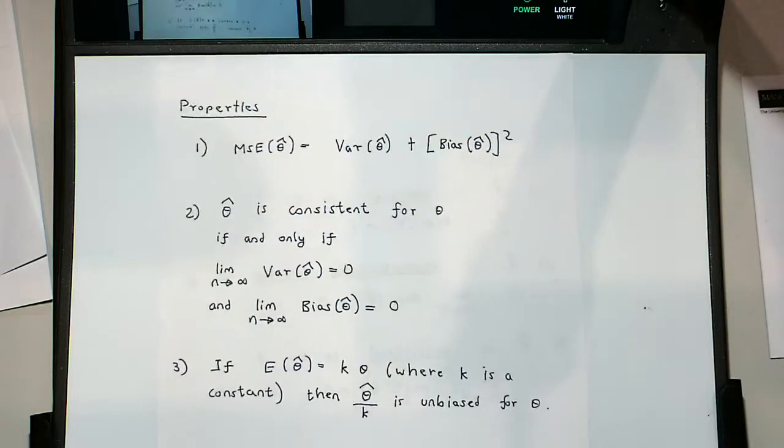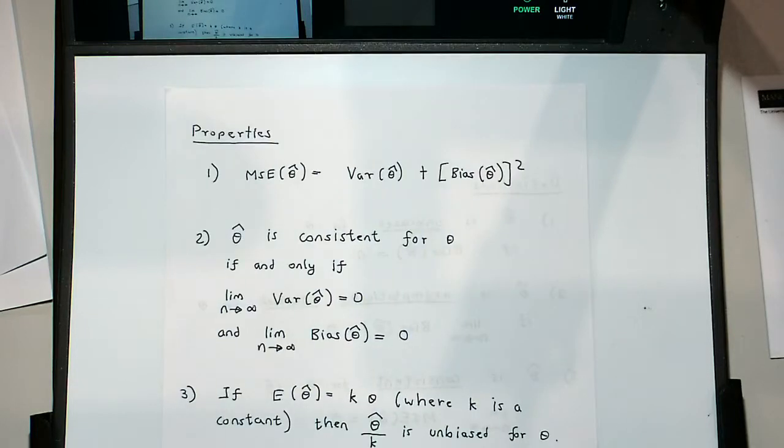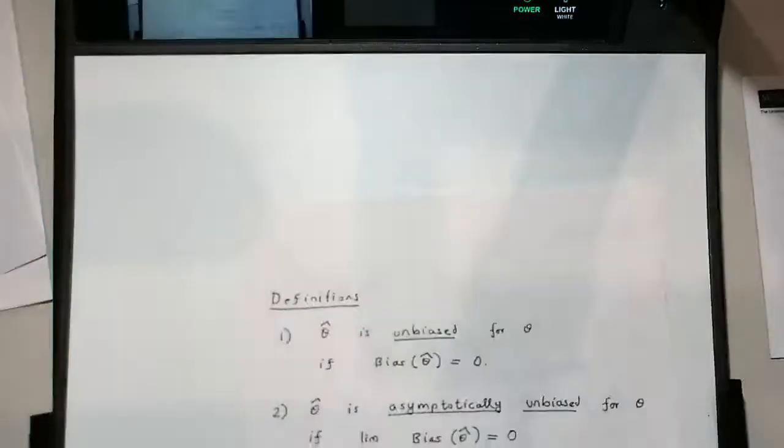And finally, the final property is that if an estimator theta hat is equal to k times theta, where k is a constant, then theta hat divided by k is unbiased for theta. So these are three properties of estimators, right? And I have given proofs of those.